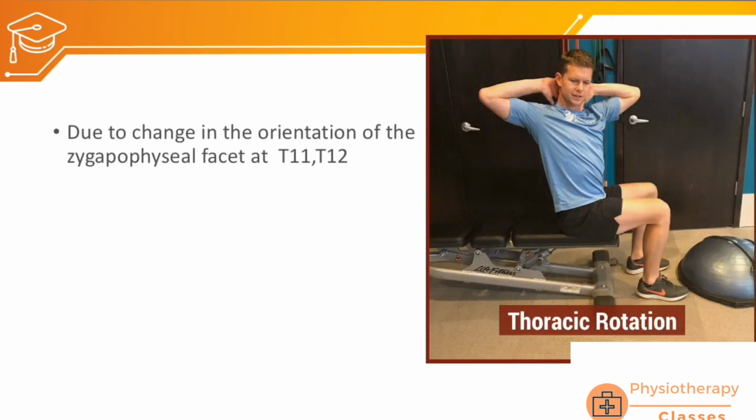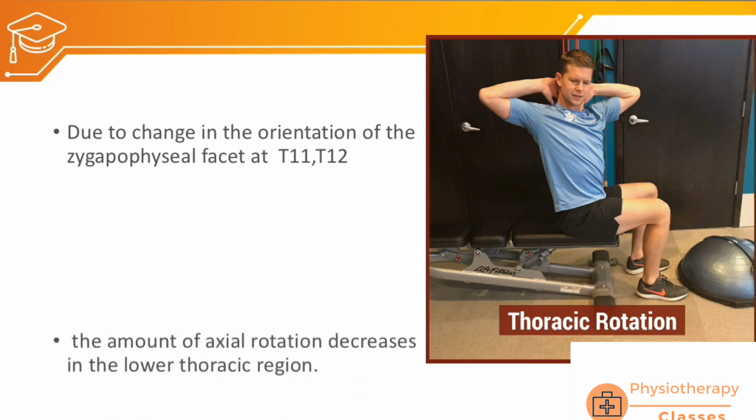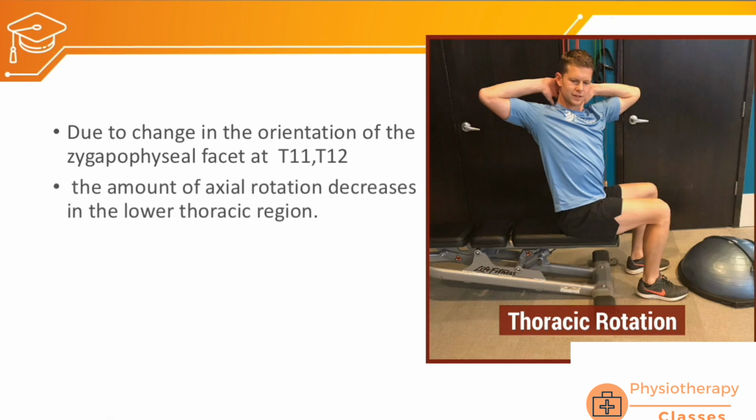Due to the change in the orientation of the zygapophyseal joint or the facet joint at T11 and T12, the amount of axial rotation is decreased in the lower part of the thoracic spine, because at the level of T11, T12, the orientation of the facet joints is approximately 90 degrees to each other, which prevents rotation.